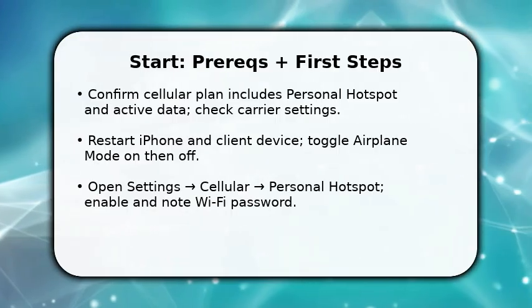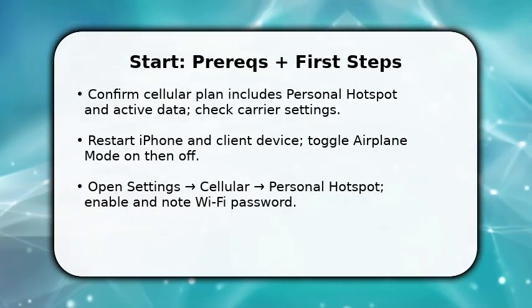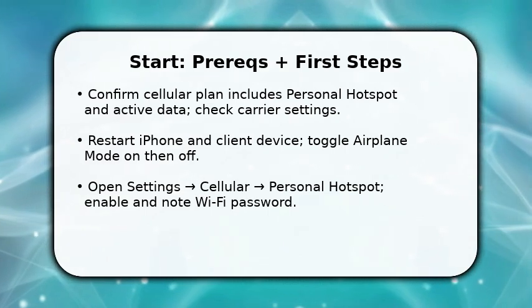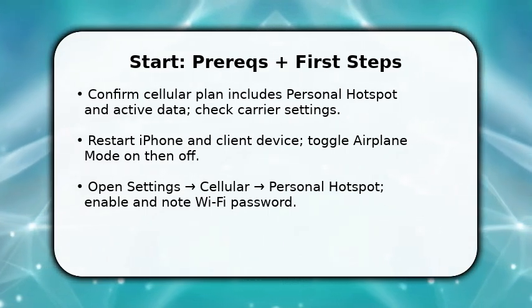Then go straight to Settings, Cellular, Personal Hotspot, enable it, and note the Wi-Fi password. This sets the baseline for all further troubleshooting and connection attempts.